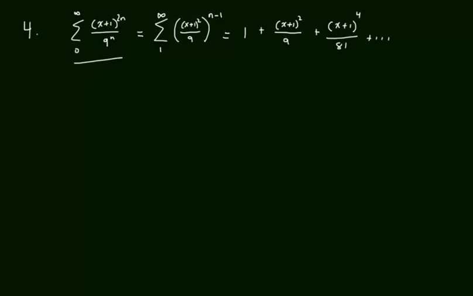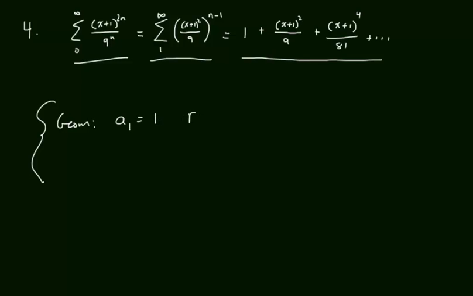That's the power series. And I want to know for what values of x will this power series converge. And for any of the other values of x, it will diverge, of course. So this is geometric, where a1 is equal to 1. Common ratio, x plus 1 squared over 9.